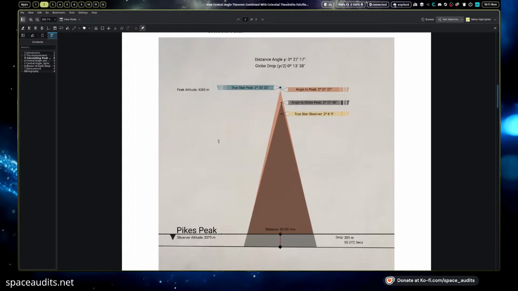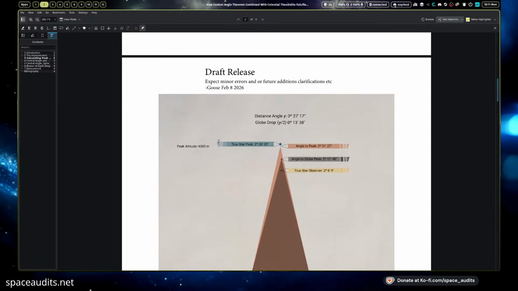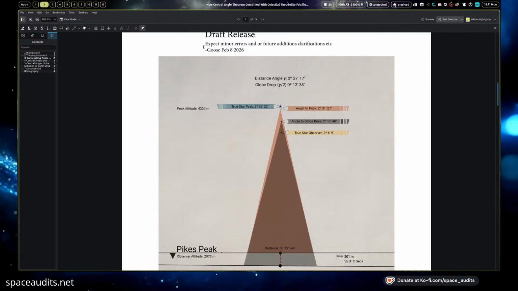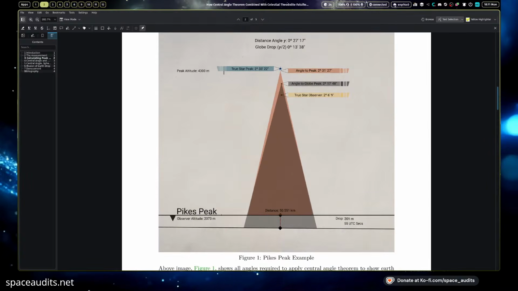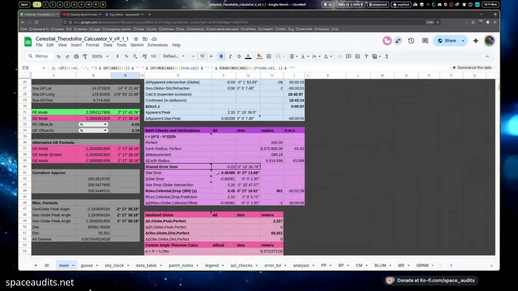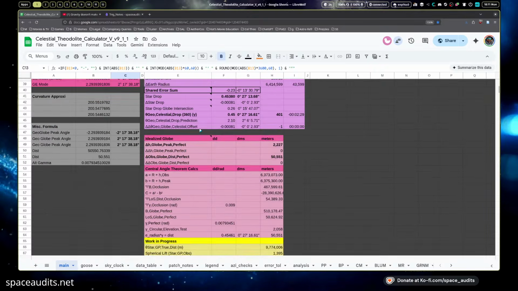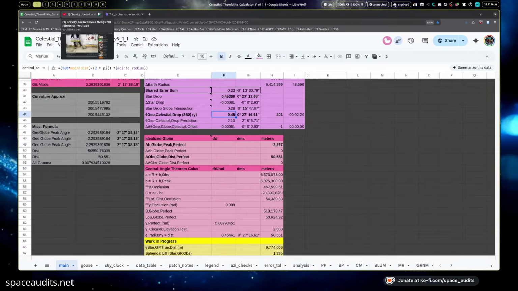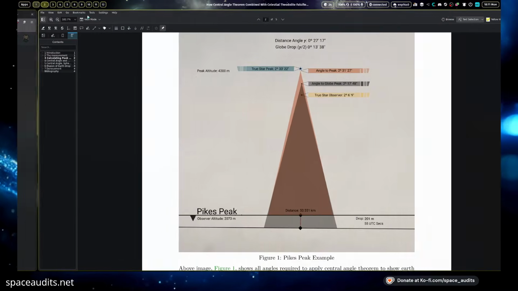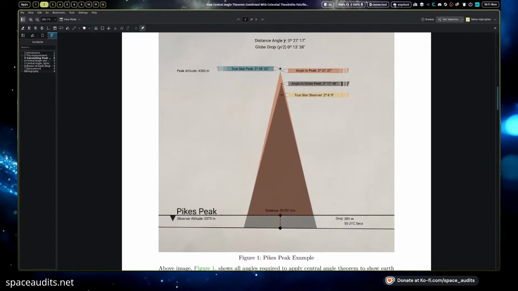So here's a nice diagram that Goose made up to show what's going on. So here we go. The central angle there is 27 arc minutes. For that 50 kilometer distance, you can divide it by the radius to get the arc length, which comes out to be 27 arc minutes. So that is the gamma, the central angle. And then half of that is the drop over distance, that half gamma.